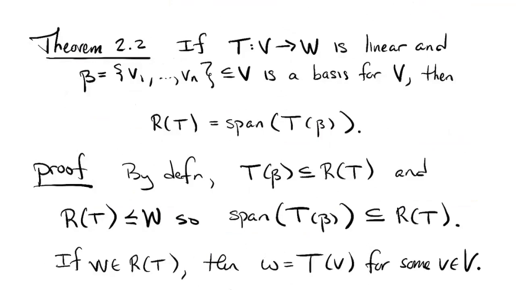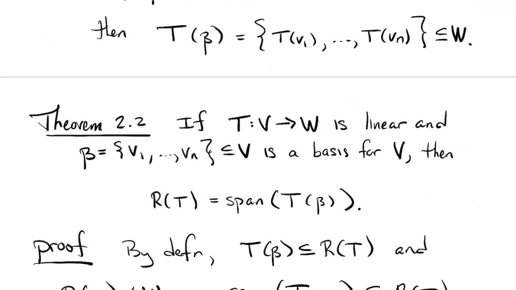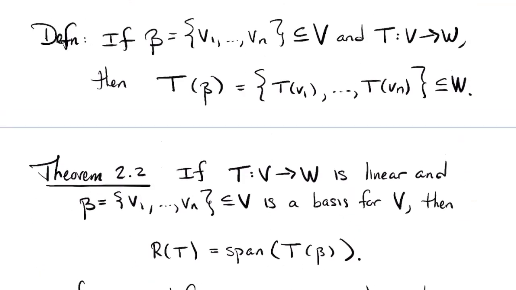I'm going to move on to the next theorem, theorem 2.2. For theorem 2.2, I actually want to introduce a little bit of notation. I'm going to back up a little bit here. If you have some set, here it's a basis, or it doesn't have to be a basis, but if you take some finite subset of vectors in a vector space, and you have a linear map T, then if I write T of a set, so beta here is a set, I just mean apply T to everything in that set. Okay, so that's what the notation T of beta means.